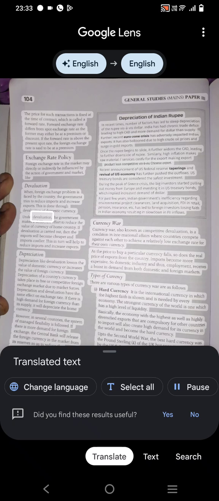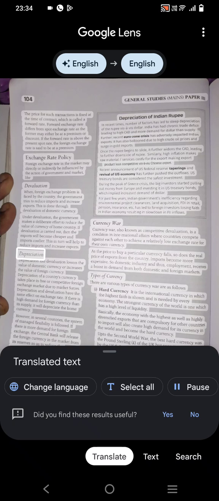Under devaluation, the government makes a deliberate effort to reduce the value of currency of home country. If devaluation is carried out, then the exports will become cheaper and imports costlier. This in turn will help to reduce imports and increase exports.